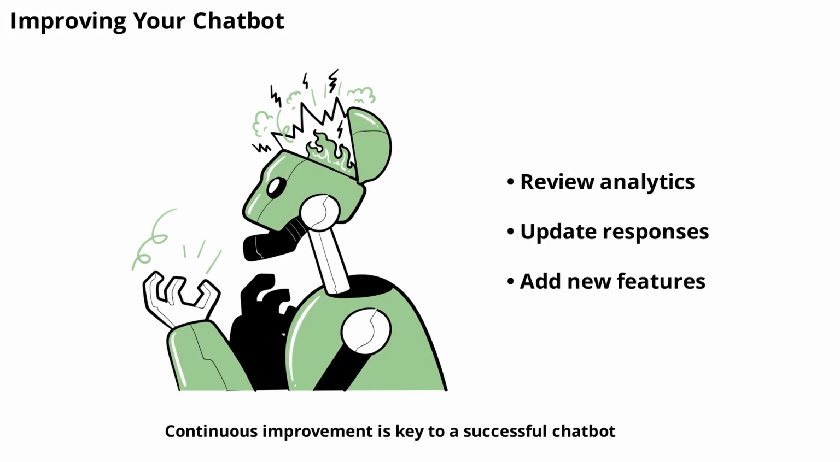Continuous improvement is key to a successful chatbot. Regularly review user feedback and analytics to identify areas for enhancement. Update your chatbot's responses, add new intents, and improve its understanding of user input. As your chatbot evolves, it will become more helpful and engaging for your users.